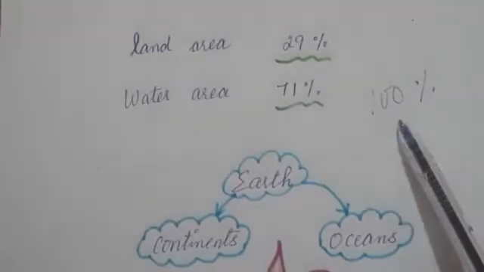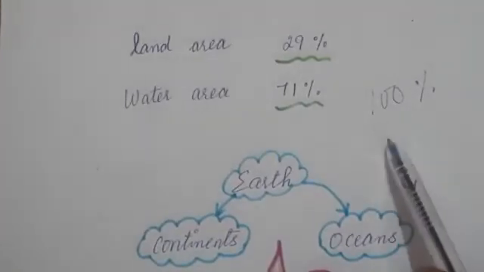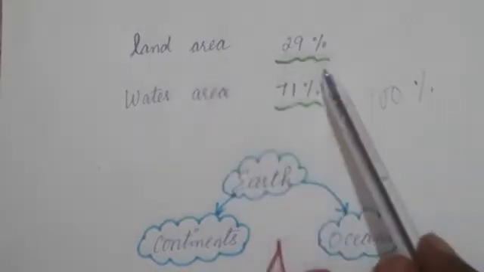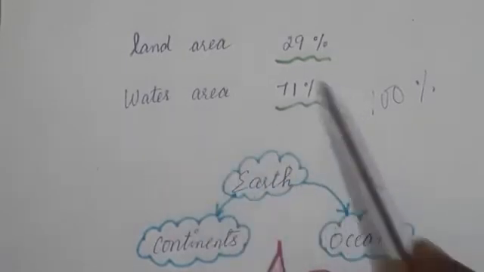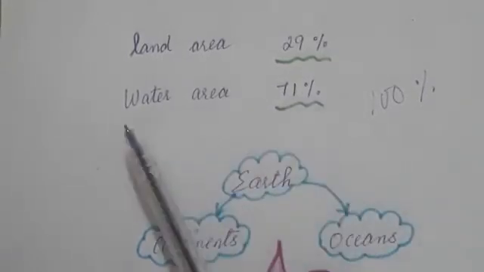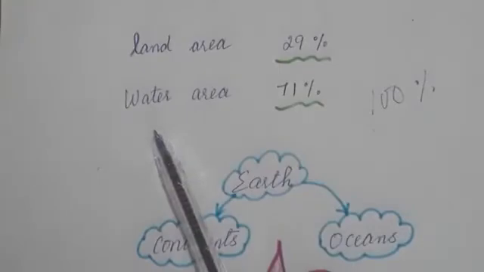See, our next chapter is about continents and oceans. As you know already, the earth's surface is not similar everywhere, isn't it? Some part of the earth is covered with water and some part of the earth is covered with land. See, the earth's surface is 100%. Out of this 100%, land occupies 29% of it. And the remaining area is occupied by water. That is 71% of the surface is occupied by water. Therefore the earth is divided into continents and oceans.